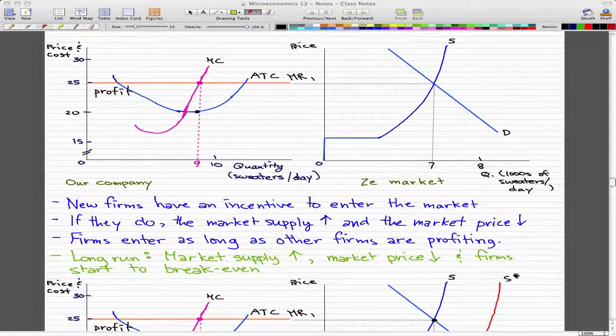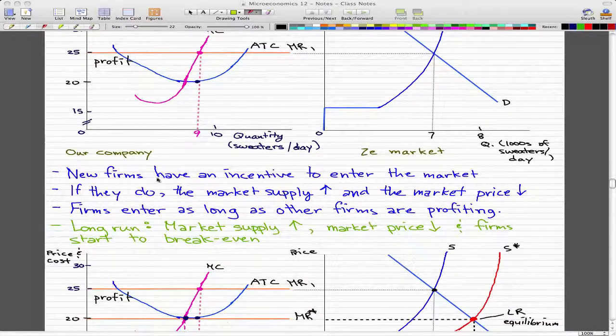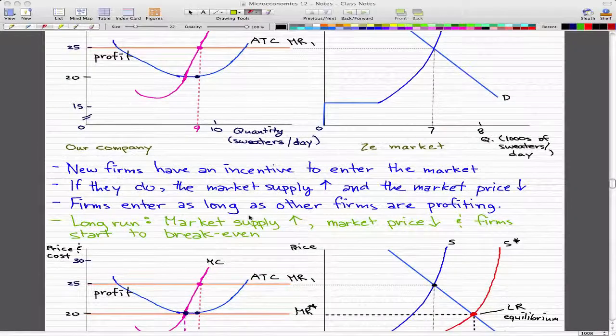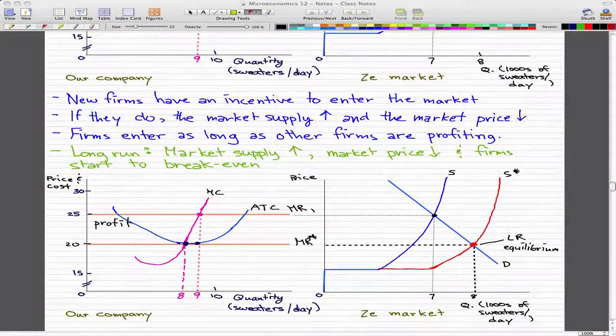So in this situation, new firms have an incentive to enter the market. Now, when they do, the market supply will increase and the market price will decrease. So firms will enter as long as other firms are profiting. So in the long run, this is what happens. In the long run, the market supply increases and the market price falls, and the firms start to break even.